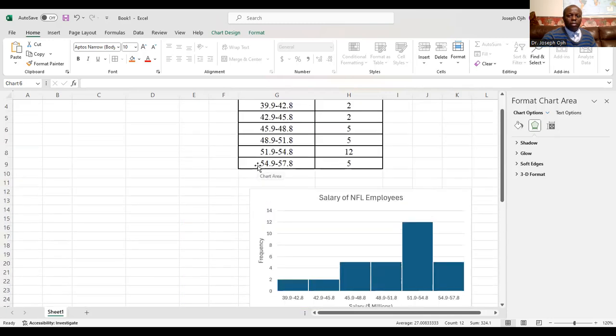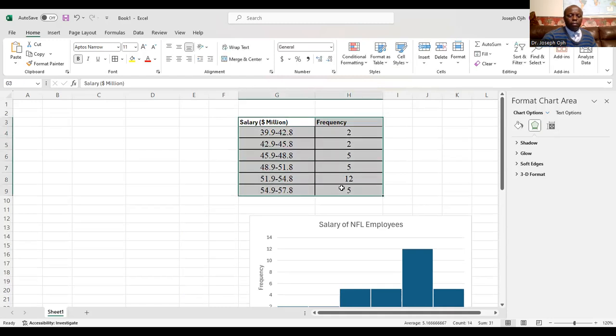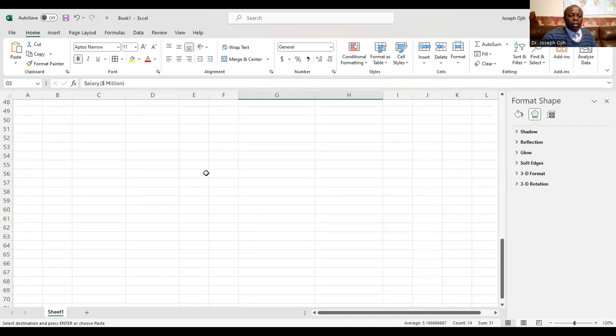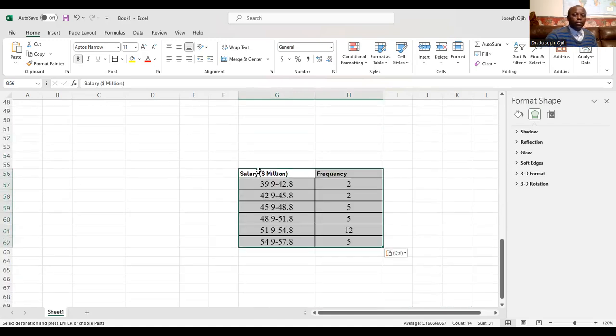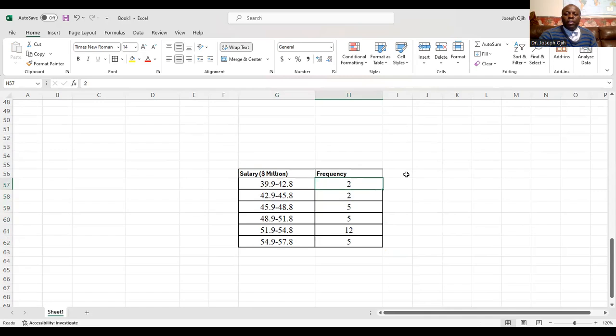The salary in millions, okay? So I'm gonna copy this and paste it under here. Now move this. Now to get the ogive, we need to find the cumulative frequency.